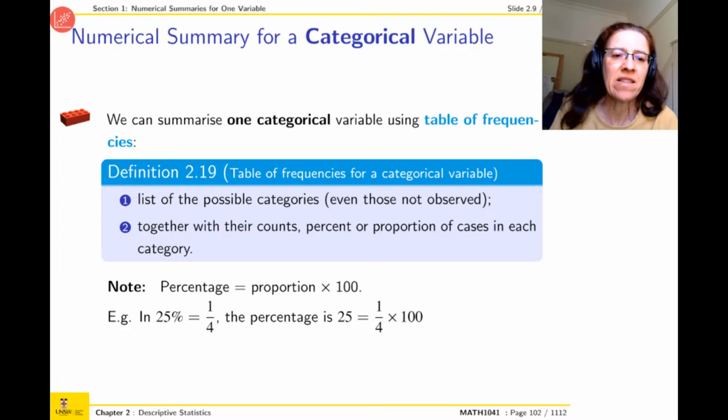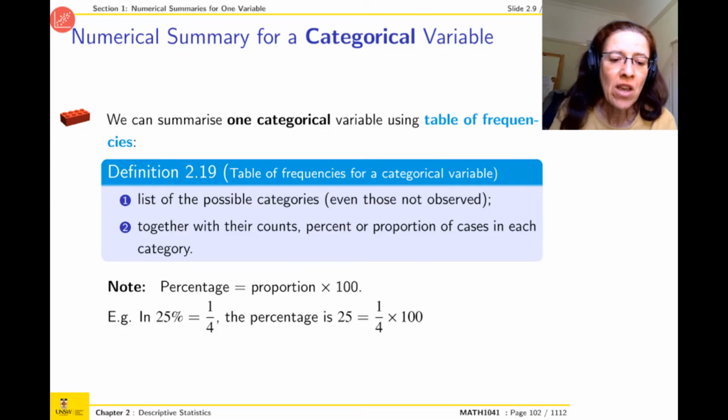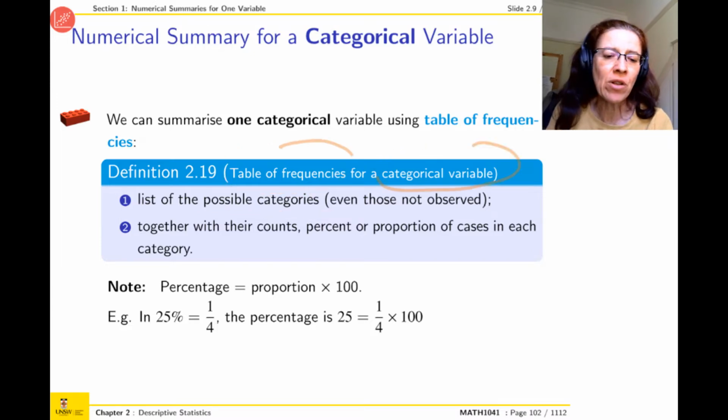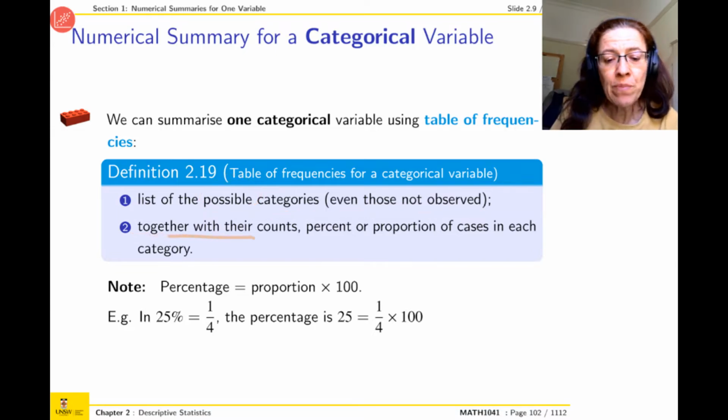And the general case is the same. If you want to numerically summarize a categorical variable, you will use what we call a table of frequency, which is basically what we had on the previous page. You will have a list of all the possible categories in a table of frequency for a categorical variable. Even if they were not observed, you write whatever is possible. And then for each of those possible values, you will write the counts as percent or proportion.